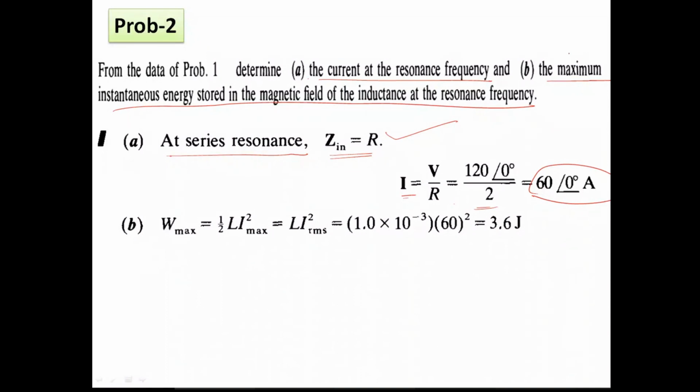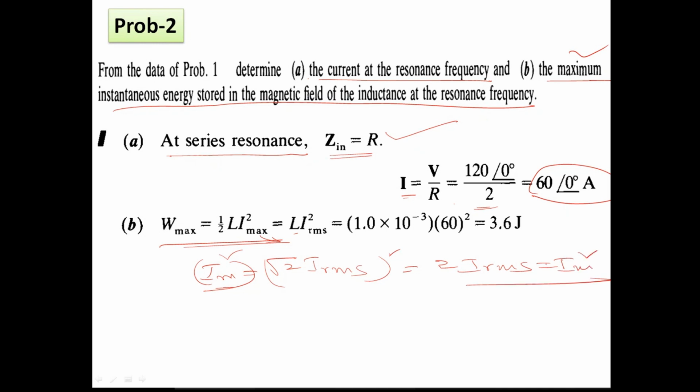Then the second bit here is the maximum instantaneous energy stored. We have a formula for the energy stored, and the maximum energy stored means half L I max square. Therefore, I max square, if we write it in RMS, we have a relation between I max and RMS: I max is equal to root 2 I RMS. Right. Now here it is I max square, so squaring it, 2 times I RMS square is equal to I max square. So if we substitute this for I max square here, then the 2 and the 2 cancel and we get L I RMS square. I RMS is already given here as 60. Therefore, if you substitute that here, then you will get 3.6 joules.